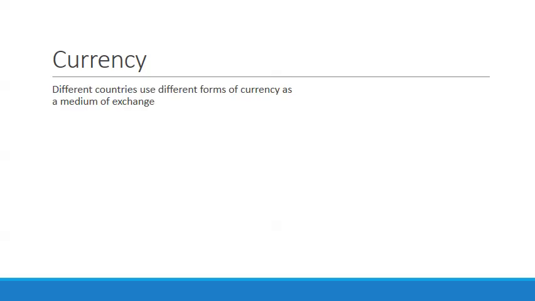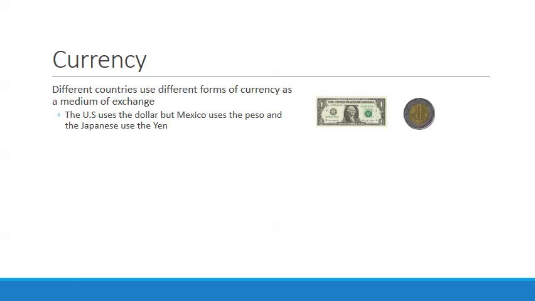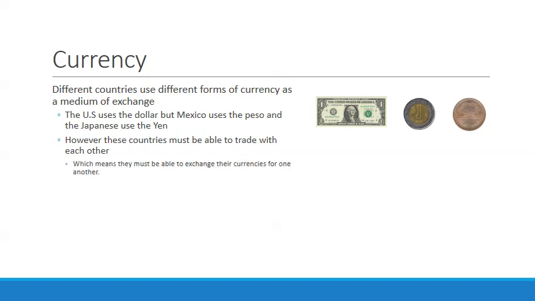Different countries use different forms of currency as a medium of exchange. The U.S. uses the dollar, but Mexico uses the peso, and the Japanese use the yen. So three different things. In fact, a lot of foreign countries, you'll notice, use coins. However, these countries must be able to trade with each other, which means they must be able to exchange their currencies for one another. So there has to be a way to determine how much each currency is worth so that the trade equals out.